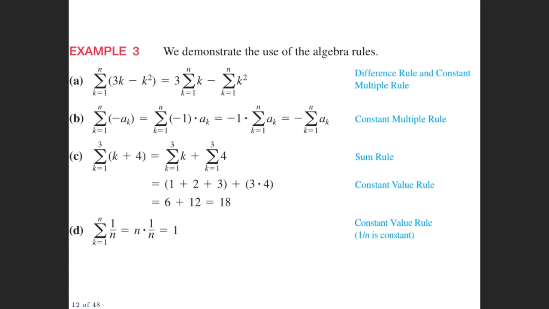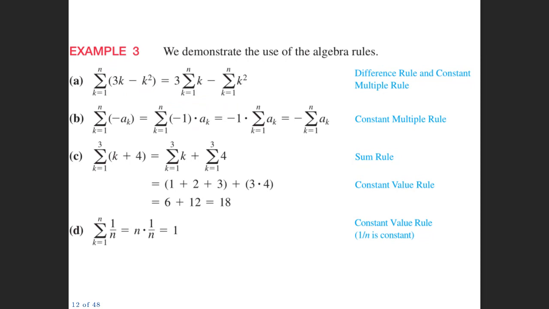Some simple examples. The sum from k equals 1 to n of 3k minus k squared. I have a formula, 3k, minus a formula, k squared. So I can split this up into two sums. I can also take the number 3 outside of the first sum. So 3 times the sum of k, minus the sum of k squared. I can take a minus sign outside because minus just means minus 1 multiplied. So we just get a minus in front.